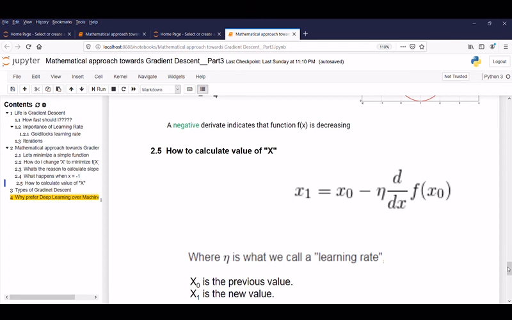How do we calculate the value of x? x1 is equal to x0 minus eta times the derivative of f of x at x0. Eta is nothing but the learning rate. Let's check how it works when the gradient is positive and negative. Let's take an example. When the gradient is 3, 4 minus the learning rate 0.1 times 3 is nothing but 3.7.